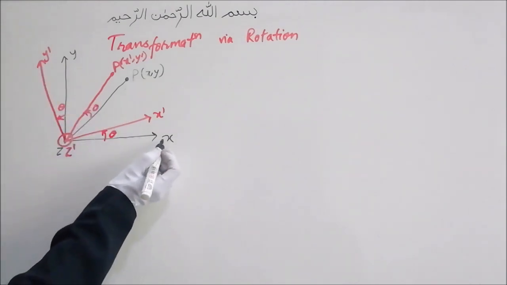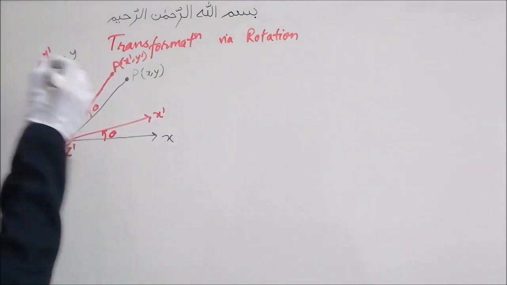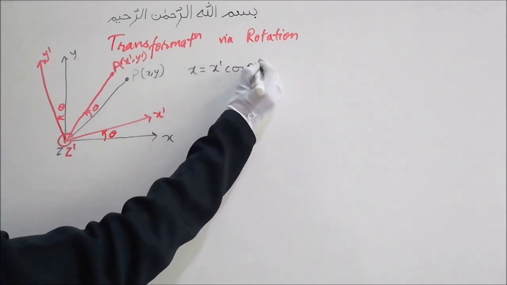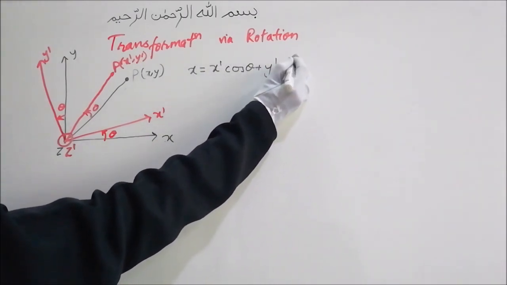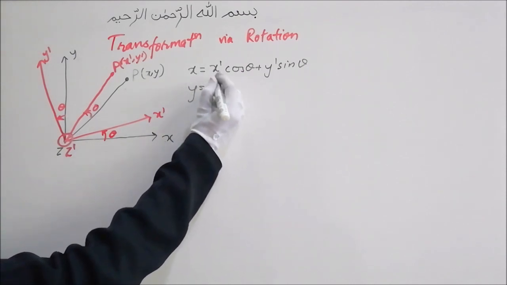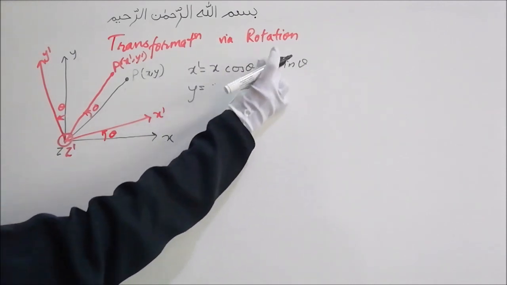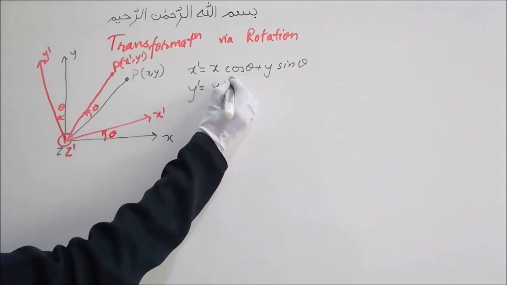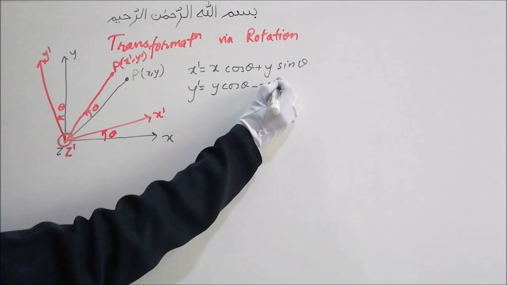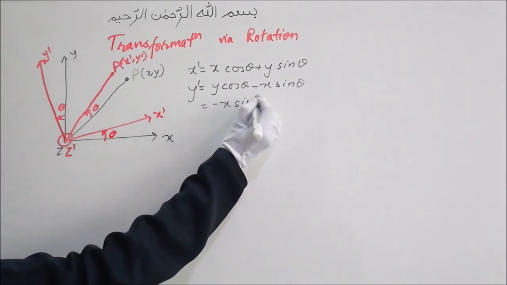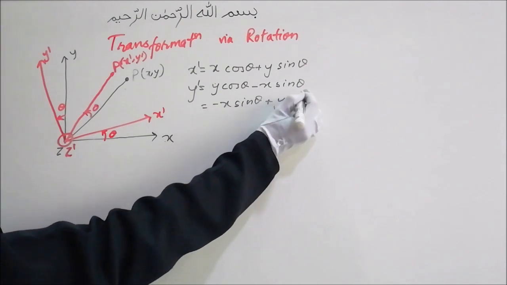Now when you find the relation between x, y and x dash, y dash, we get x is equal to x dash cos theta plus y dash sin theta. And we get x dash is equal to x cos theta plus y sin theta, and we get y dash is equal to y cos theta minus x sin theta. You can also write this as minus x sin theta plus y cos theta.